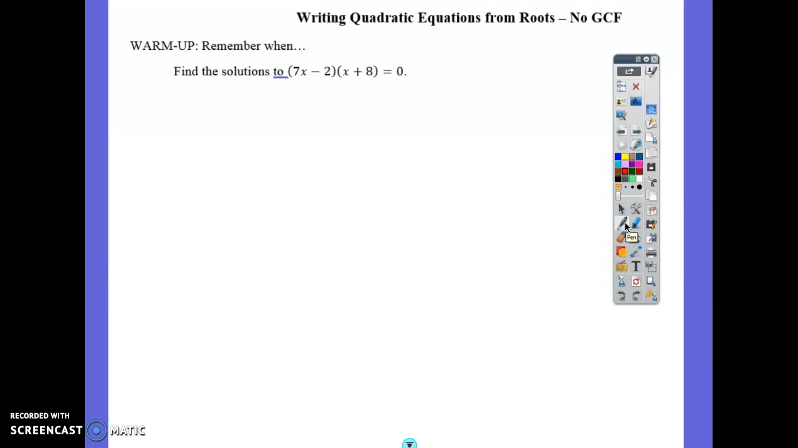Okay, let's refresh our memory on how to find solutions when they already gave you the factors. Remember, it's equal to 0, so I have to set this equal to 0 and this equal to 0. So let's start. 7x minus 2 equals 0. We're going to solve that one. And x plus 8 equals 0. And we're going to solve that one. Okay? So I want you to pause the video and start solving for x on both of them.